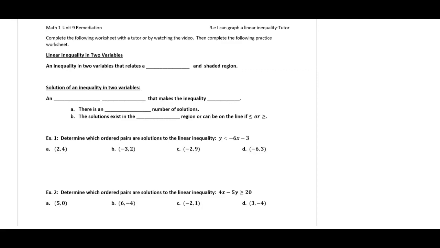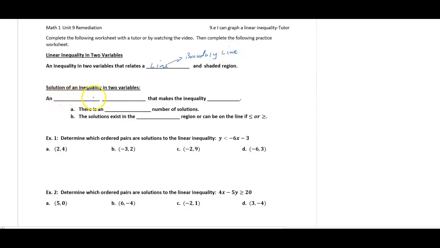Hello, Math 1. This lesson's 9.e, which is graphing linear inequalities. Now, if you remember, a linear inequality in two variables is basically an inequality in two variables that relates a line and a shaded region. And this line we actually call a boundary line.